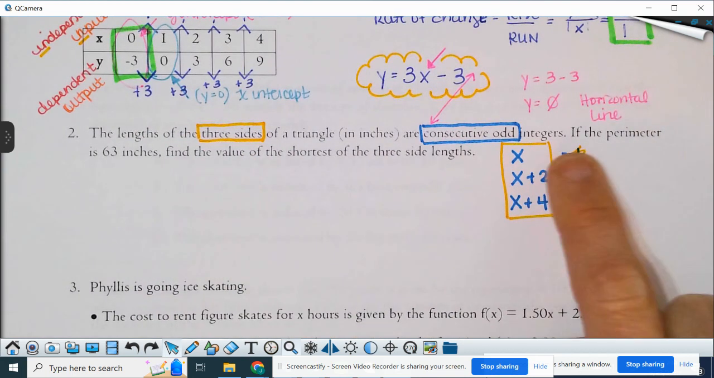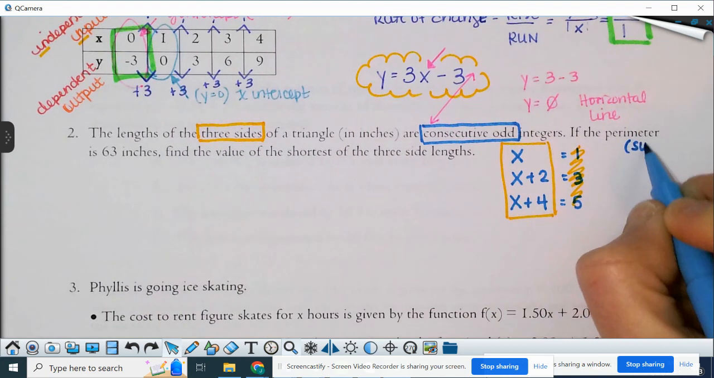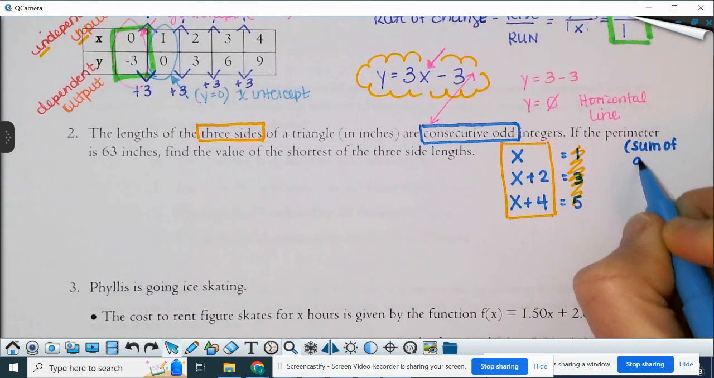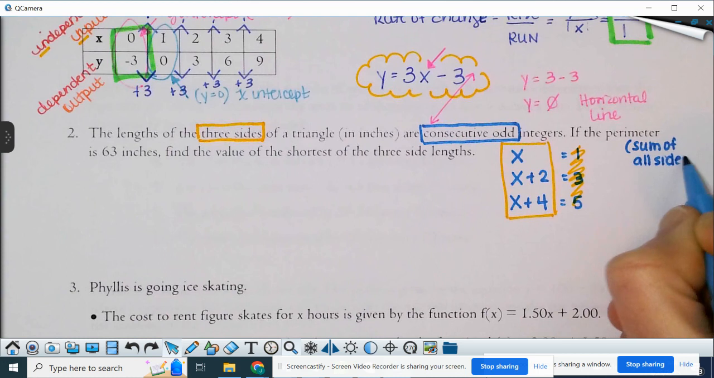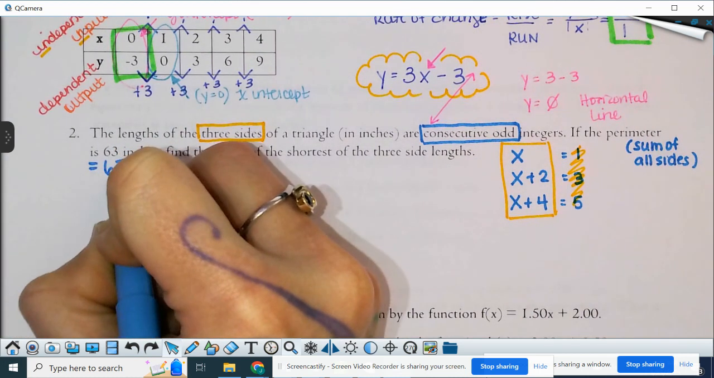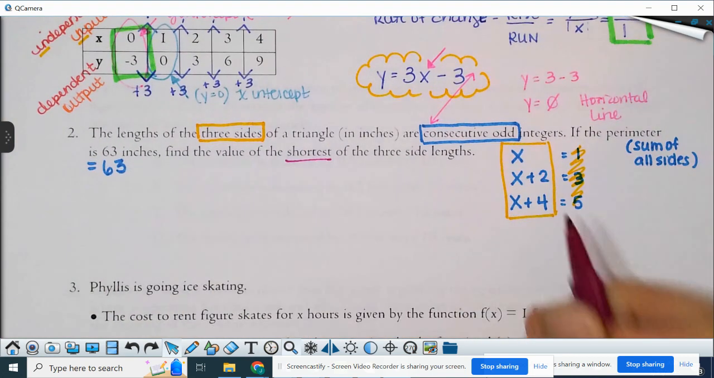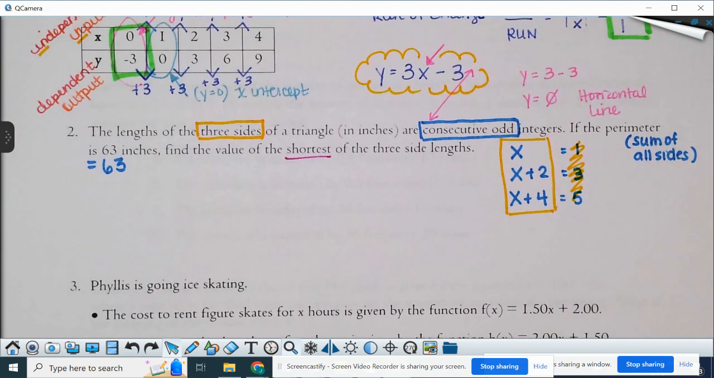If the perimeter is 63 inches, so perimeter means sum of all sides, right? Is means equals 63 inches. Find the value of the shortest of the 3 sides. So shortest of 3 sides is going to be what I do at the very end, shortest. So that very last sentence or last portion, it's always what it's asking for. I usually read it straight through like I did, but then I'll go back and read it at the end.